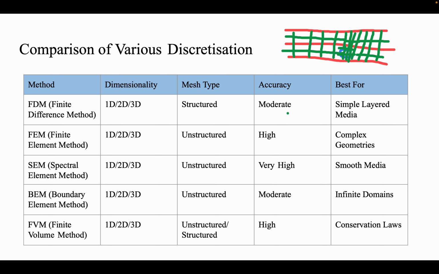If we talk about the accuracy, usually FDM is used, whose accuracy is moderate. FEM is used whenever we have high frequency data. In most of the cases, then we go for the FEM method. Okay, spectral element method is used in smooth media. So I can give you an example. When we are trying to study the Earth at a regional scale, then we might go for spectral element method.